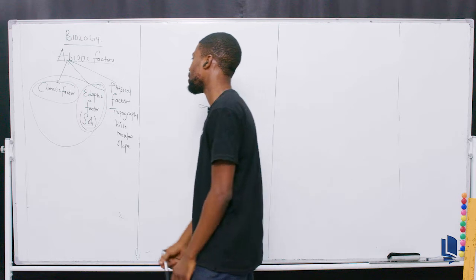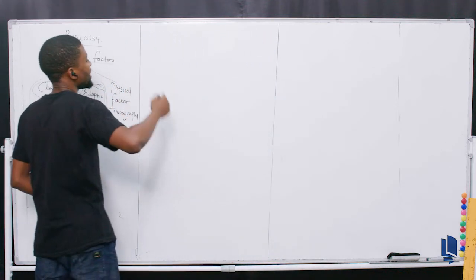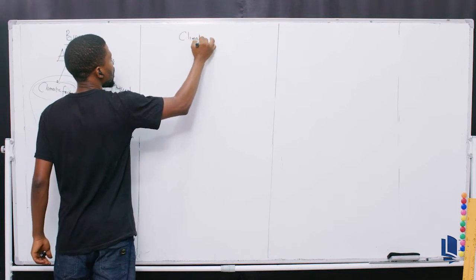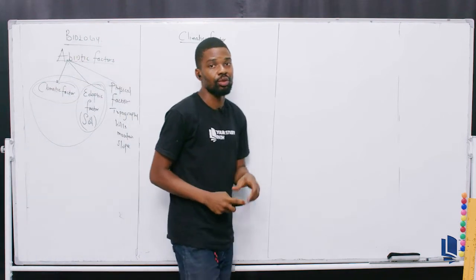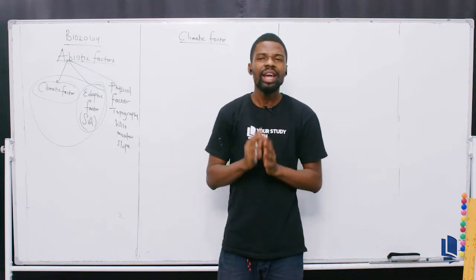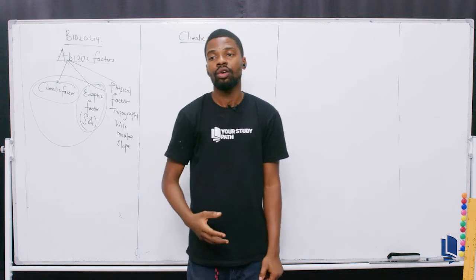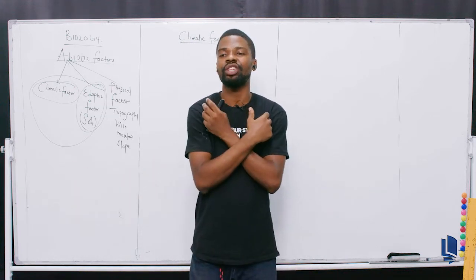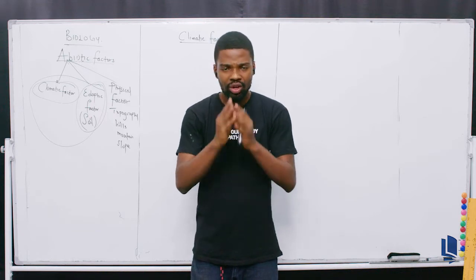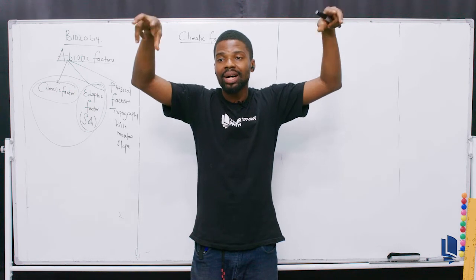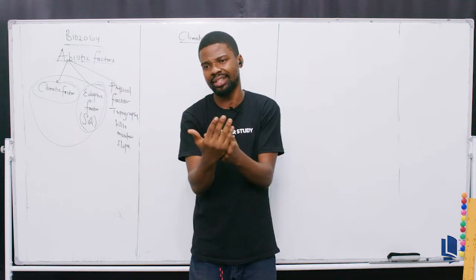Now, under the climatic factor, what are we going to be talking about? We're going to be talking about the climatic factors that affect the ecosystem. Let me make you understand something. Please follow me here carefully. We know that rainfall and temperature are the two major climatic factors that affect every vegetation, or every environment, or you can say every habitat.